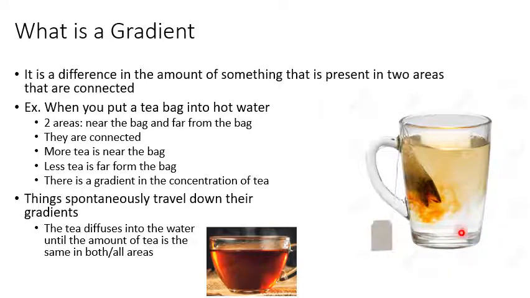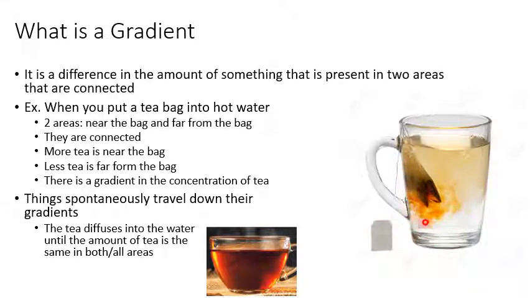Because this is a gradient, more of something in one spot, less of that something in another spot, now you're going to have whatever that something is moving down its gradient. Everything will always move down its gradient, no matter what type of thing it is. In this case with tea, that's a concentration gradient.